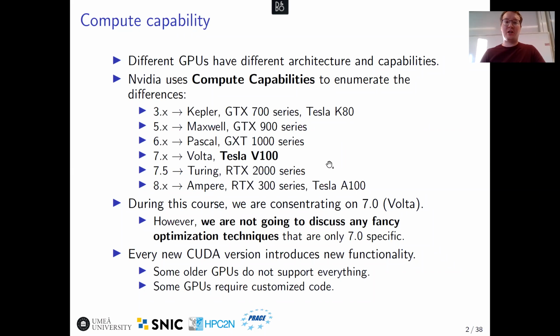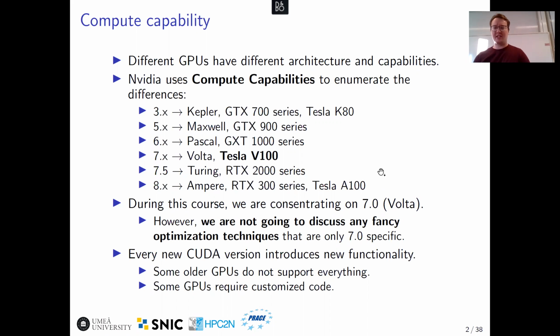6.x is going to be Pascal, so the GTX 1000 series. 7.x is the Volta architecture, so it's this Tesla V100 that you're working on during the hands-ons. Then we have 7.5, which is actually a different architecture called Turing, and this is mainly the RTX 2000 series. And then we have 8.x, which is the Ampere architecture, the most recent one. That is RTX 3000, so a minor typo here, it is supposed to be 3000. And then the latest and greatest Tesla A100 GPU is also of this architecture.